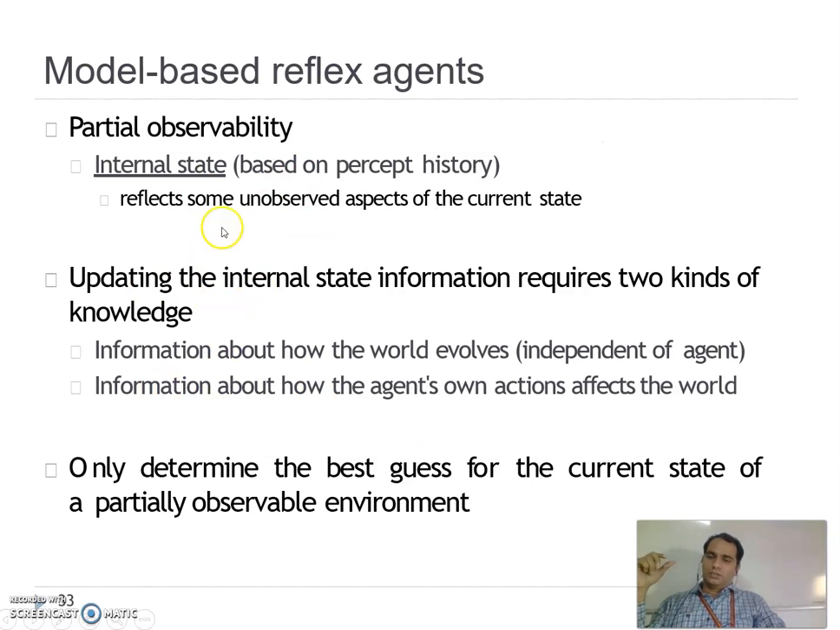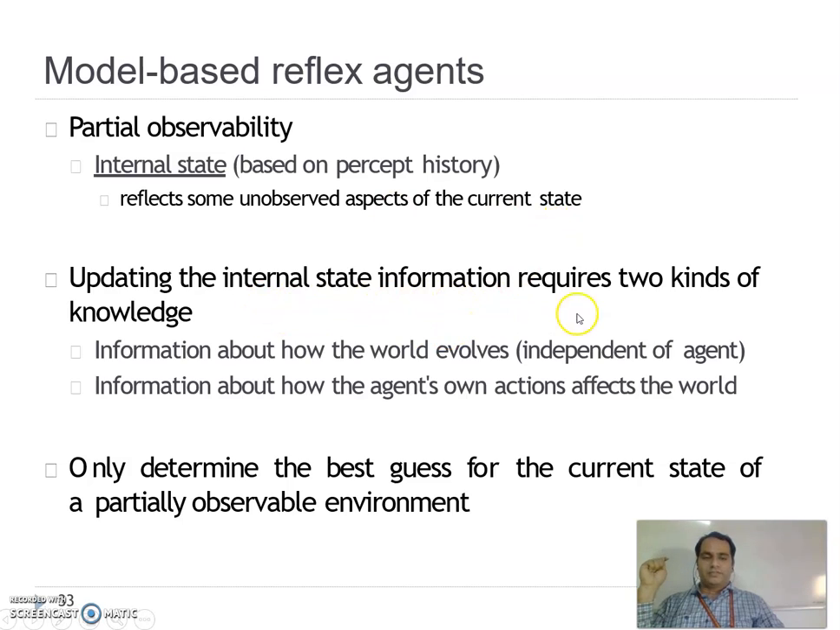So in the case of a model based reflex agent, partial observability is also possible because it doesn't know all the successor states, it knows just one successor state. So the internal state is based on the percept history, some sort of history it maintains, and it reflects some unobserved aspects of the current state also.